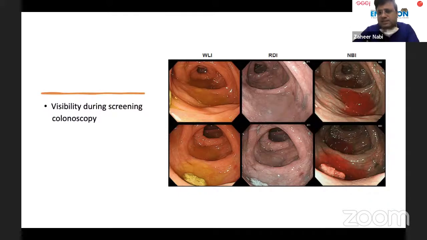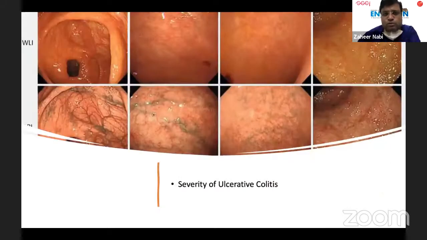NBI makes this yellowish pool of fluid look reddish in color, as Dr. Mohan explained before. And you can see that on RDI you can still make out the underlying mucosal texture, at least to some extent. So this may be one of the potential uses. We need to see. We don't have much data to support that.